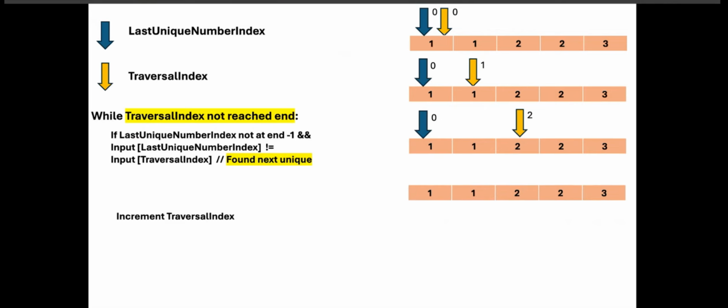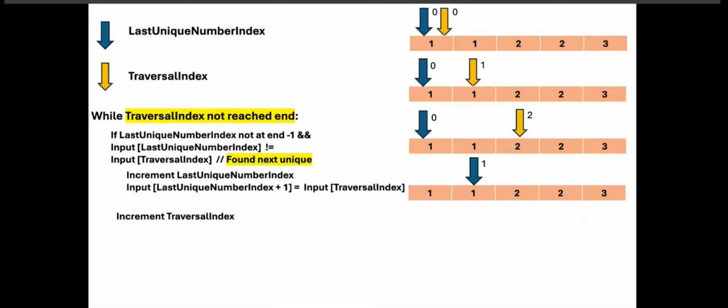So what we should do is increment the last unique number index, because here we will put that new unique number, replace the value from that traversal index to this new unique number index, which has now changed from 1 to 2, and then increment the traversal index. Now here 2 is equal to 2, it means that we are seeing duplicate elements. So increment the traversal index.